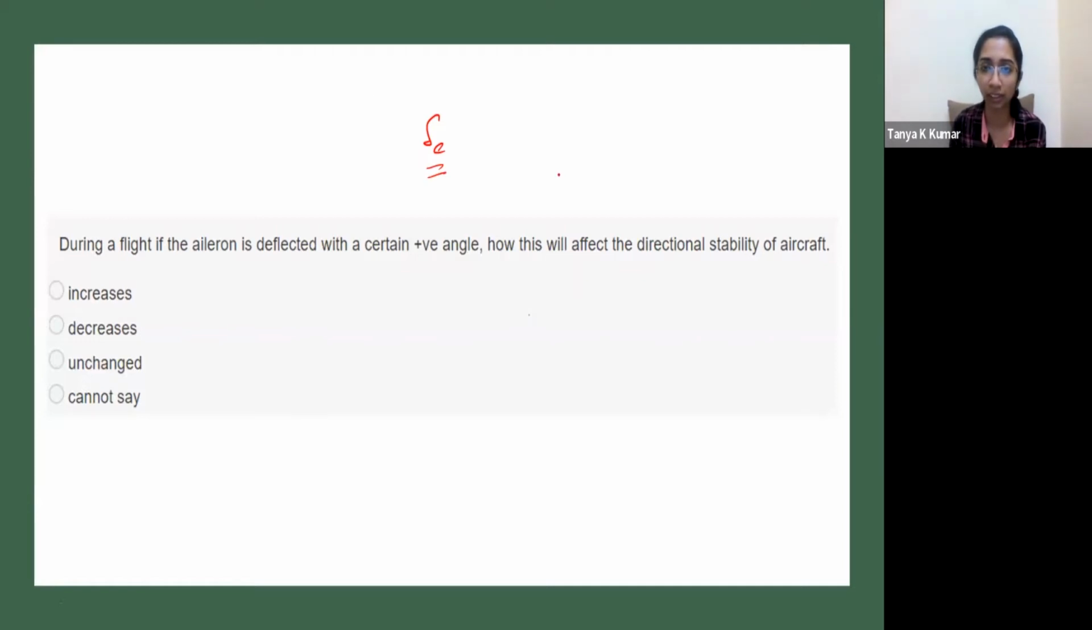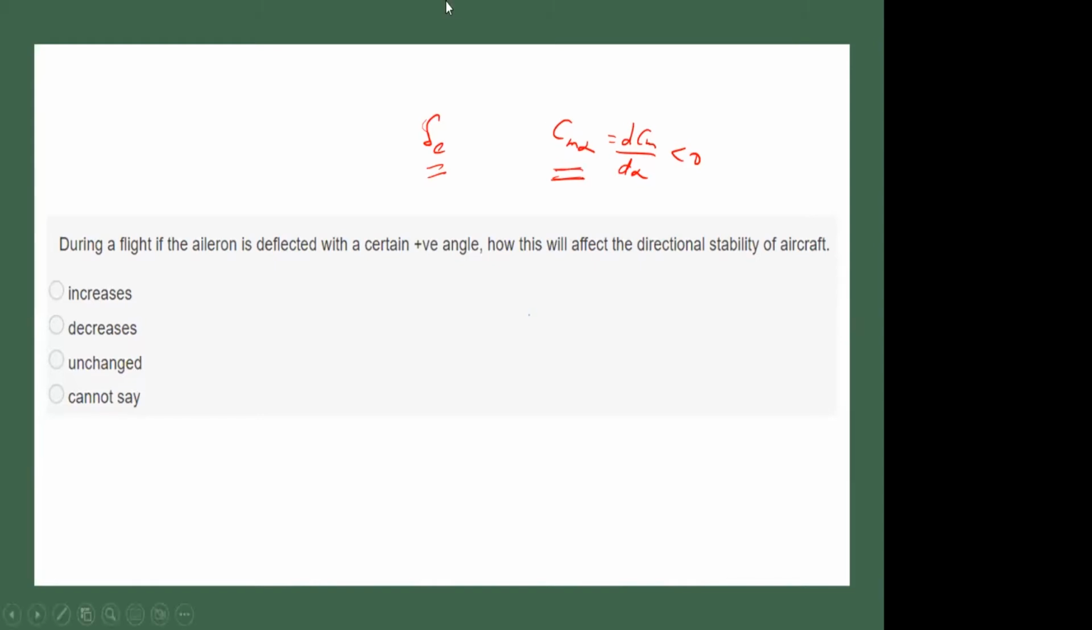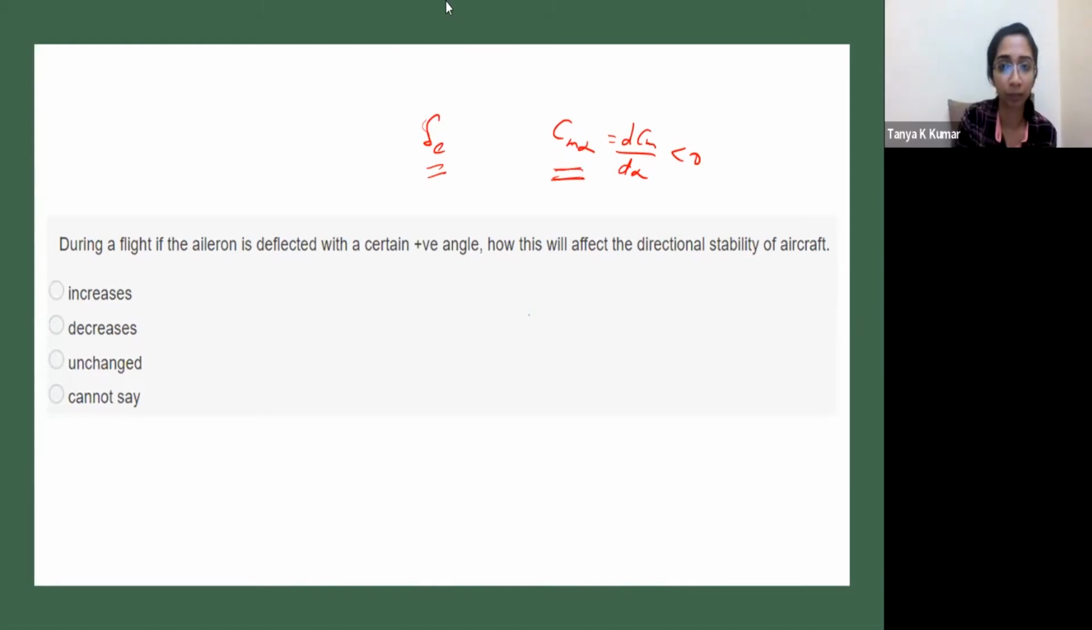The parameter for longitudinal stability was Cm alpha, right? Cm alpha is dCm by d alpha, which should be less than 0. This is for static longitudinal stability. Now, when you deflect the elevator down, how does this term change? Deflecting the elevator down is a positive delta E. So does the Cm alpha change? It will not change, correct. It will not change because the control surface has no effect on the stability. It just plays with the control of the aircraft. It does not change the stability.